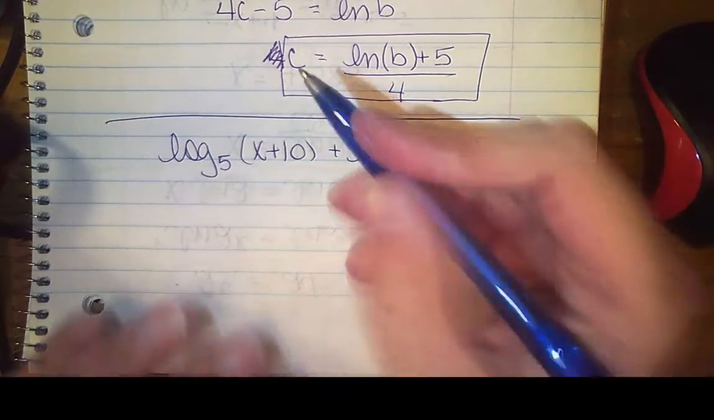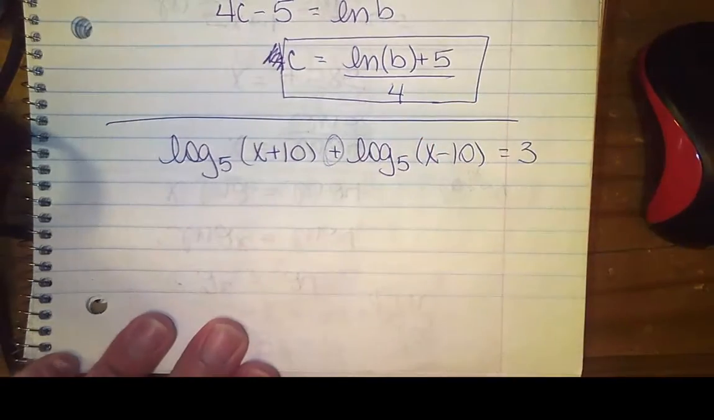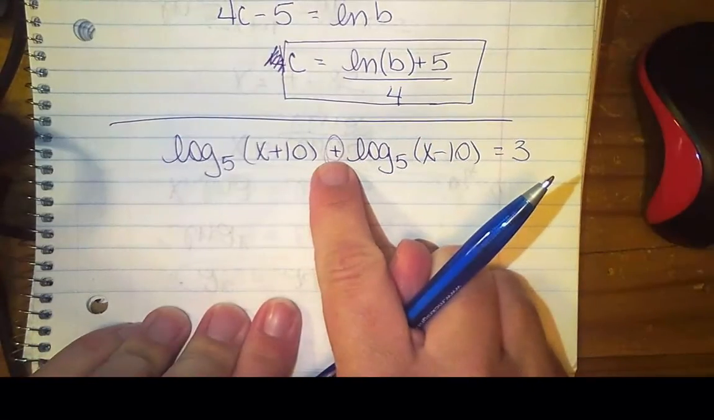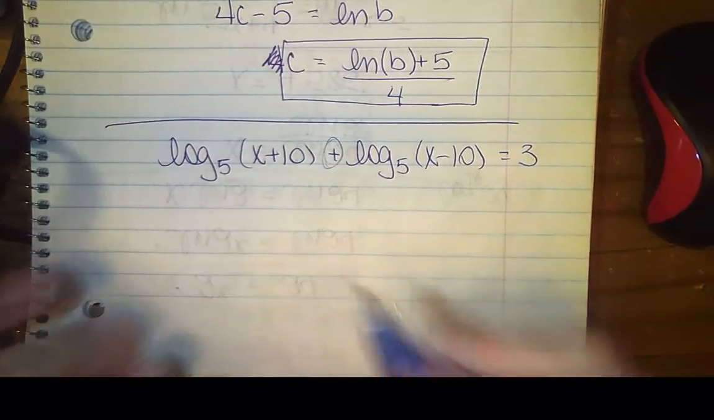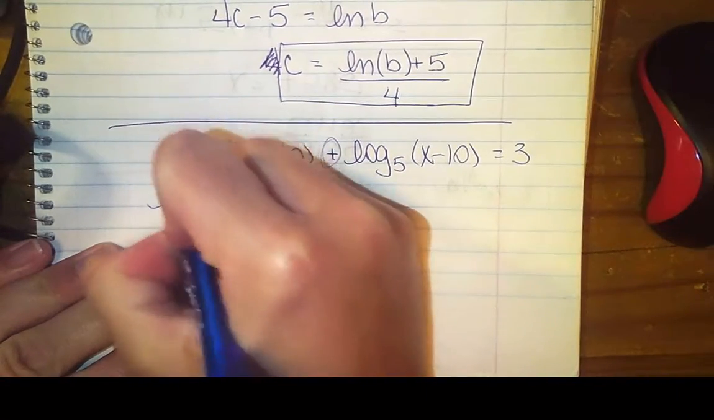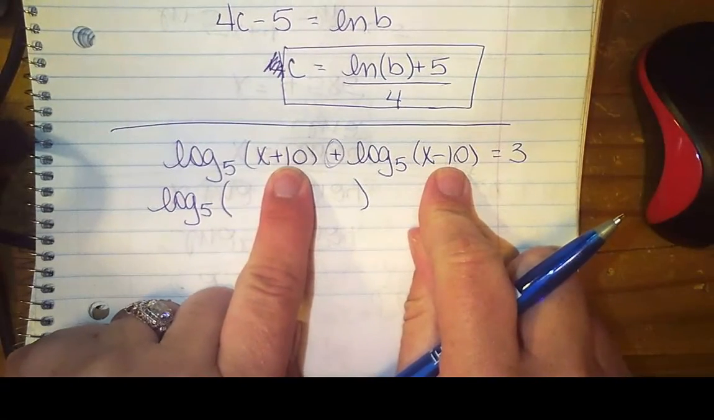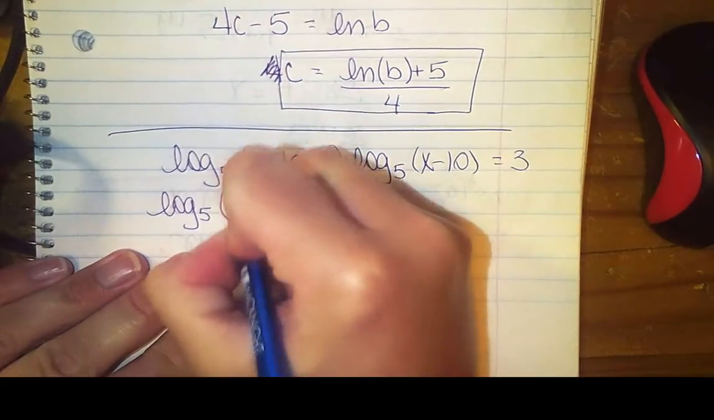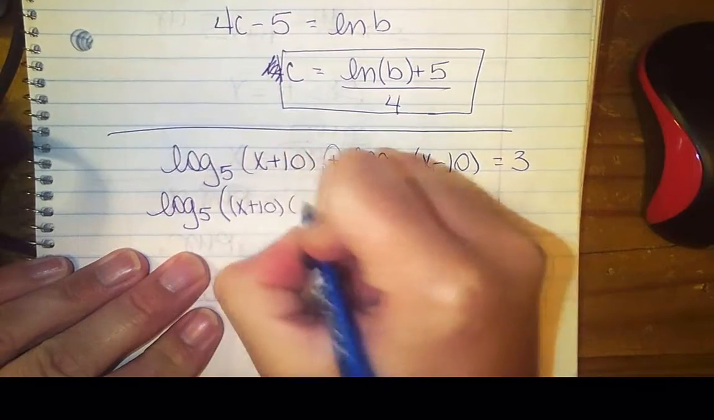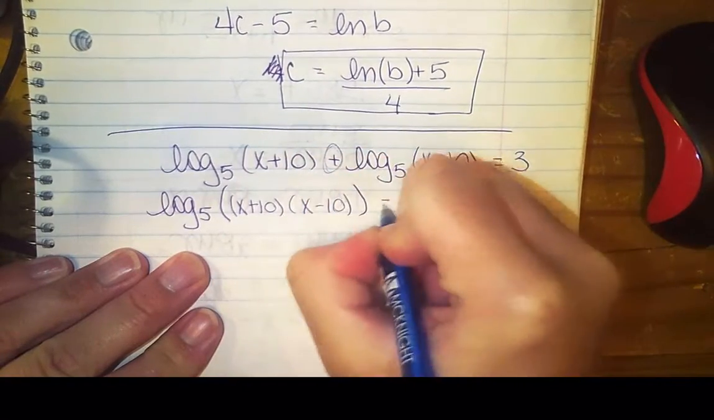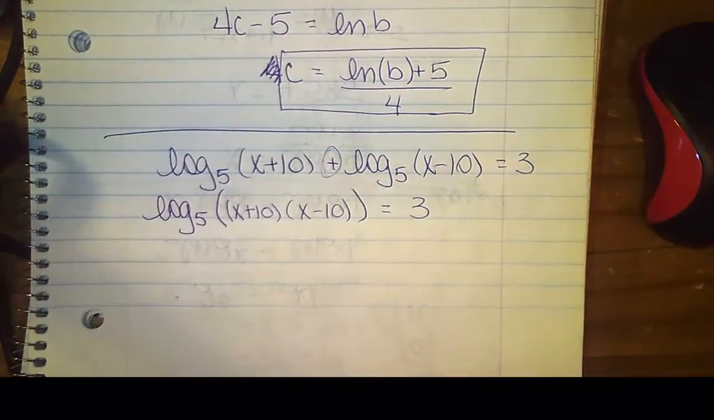I want a single log. Well, if it's joined by addition on the outside, how do I join it on the inside? It's going to be multiplication on the inside. So I've got the argument, and I'm going to multiply x plus 10 and x minus 10. So x plus 10 times x minus 10, and that's going to equal 3.